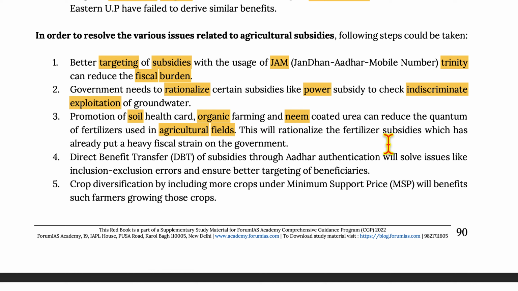This will rationalize the fertilizer subsidy, which has already put a heavy fiscal strain on the government. Now, direct benefit transfer, that is DBT, of subsidies through Aadhaar authentication will solve issues like inclusion exclusion error, ensure better targeting of beneficiaries. Crop diversification by including more crops under MSP will benefit such farmers growing those crops.